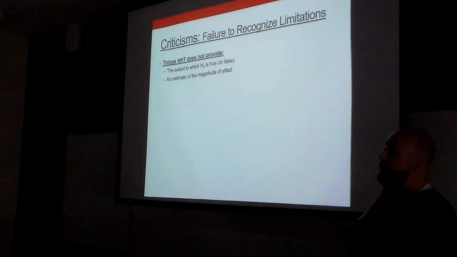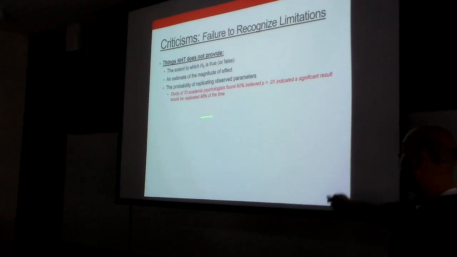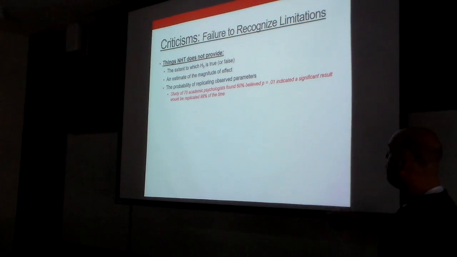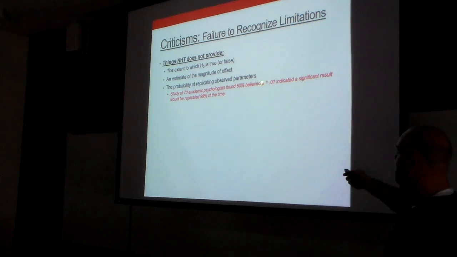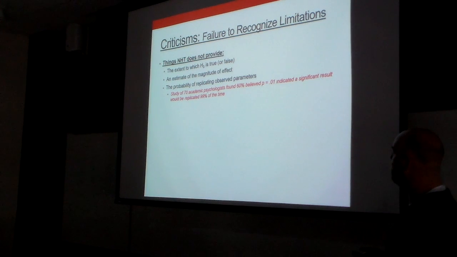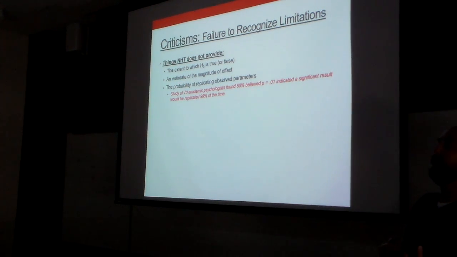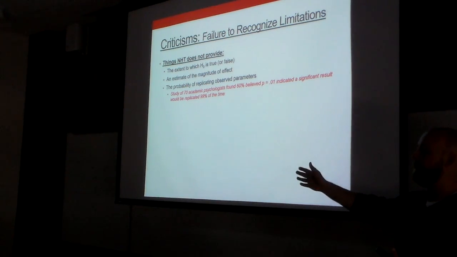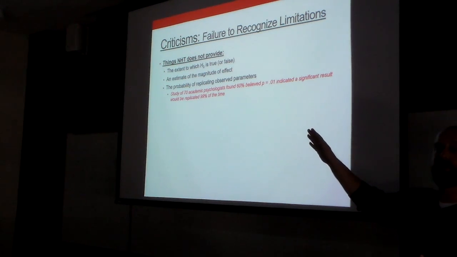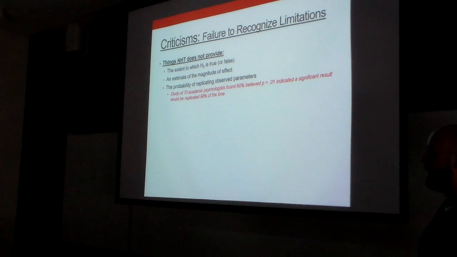It doesn't provide an estimate of the magnitude of effect. We can calculate effect sizes, but null hypothesis tests aren't effect sizes. It does not refer to the probability of replicating observed parameters. A study of 70 academics found 60% of them thought that p equals 0.01 indicating a significant result would be replicated 99% of the time. Not the case, right? P equals 0.01 says that assuming the null hypothesis is true, the probability of obtaining a sample of this characteristic or higher is about 1%. But that doesn't say anything about replication. That has to do with effect sizes and a couple other things.